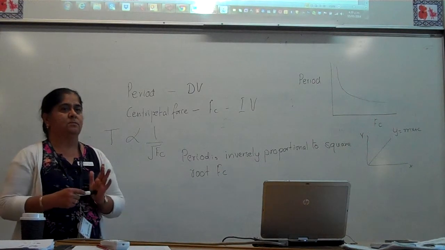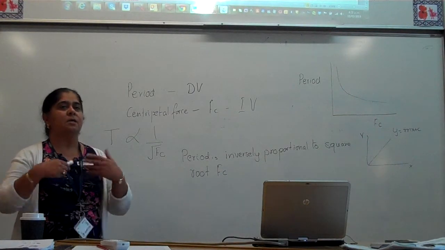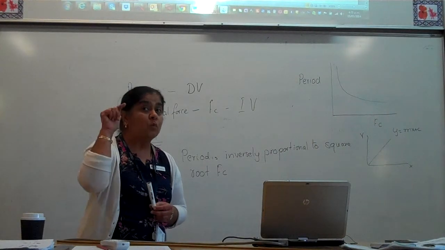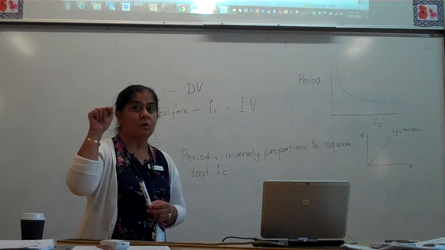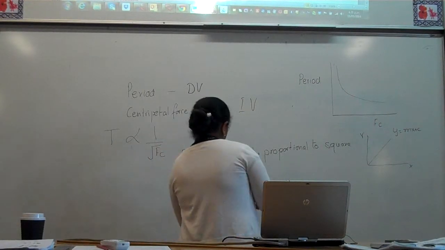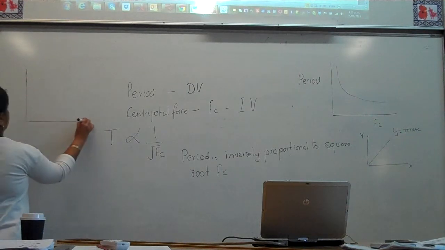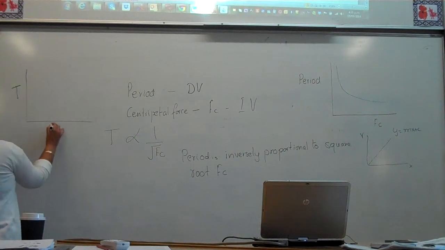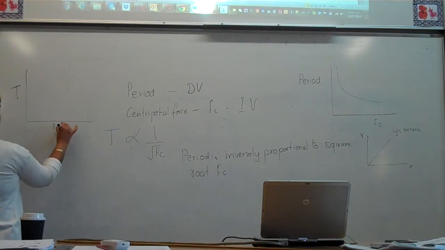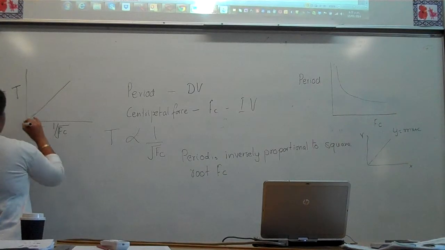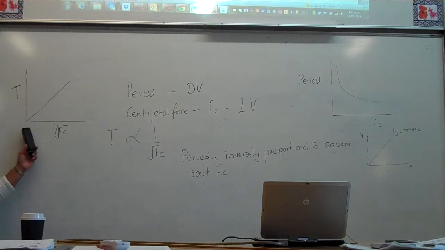Come on, look here, make it interactive. Yes, make it 1 over the square root of Fc. So if we change this to time period against 1 over square root of Fc, then the graph should be a straight line, either through the origin.